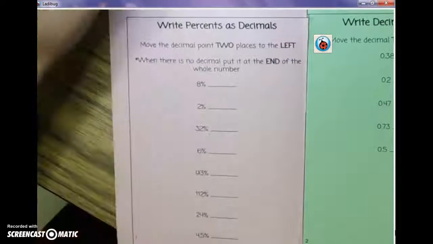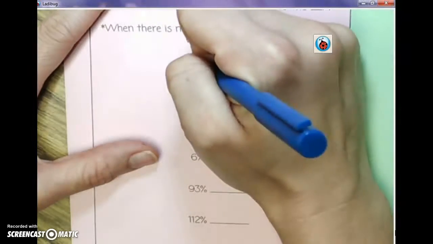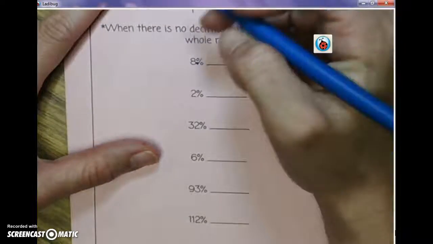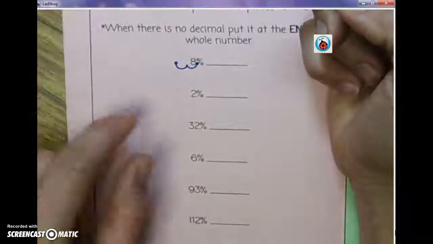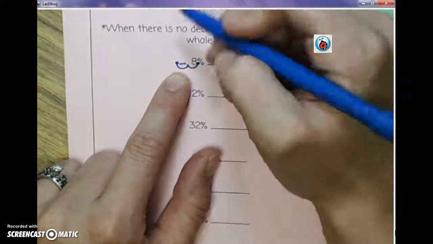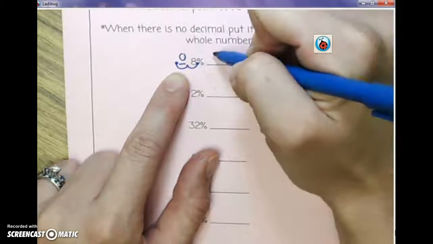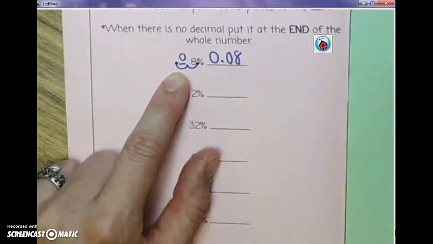So I have 8% right there. I need to put my decimal at the end, and I'm going to move my decimal 2 times to the left. What happens when there's a blank space right there? Kanaya? You put a 0. I put a 0, so my answer is 0.08.